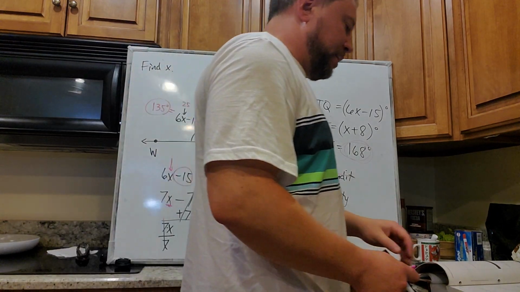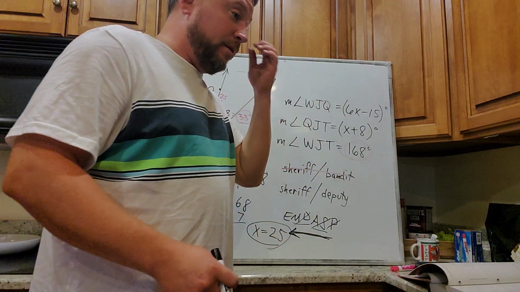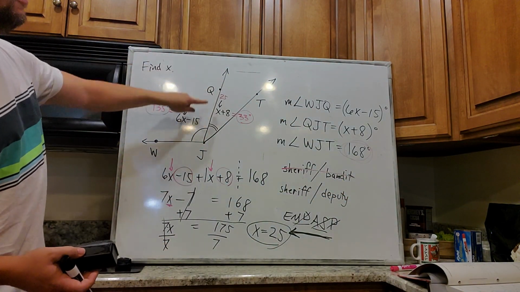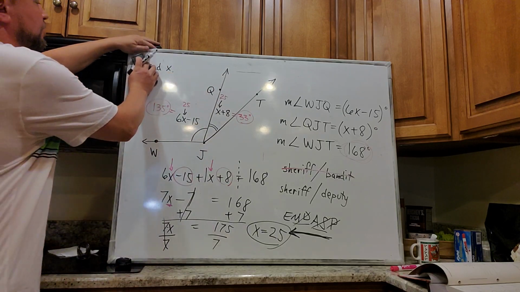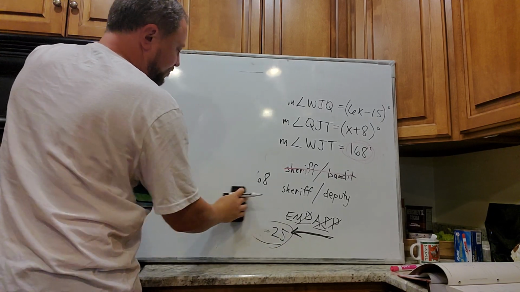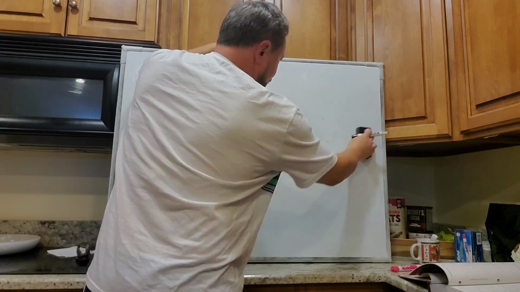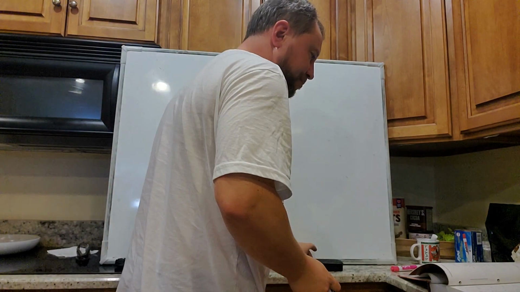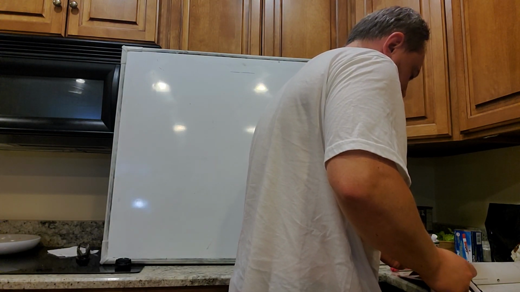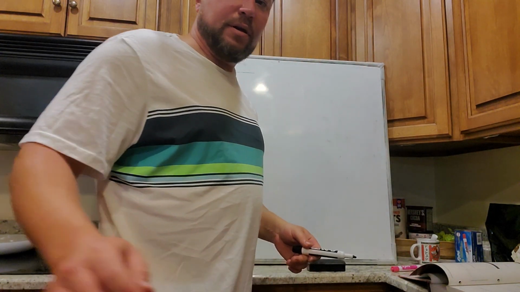One more then I want to try, and this last one is going to involve a similar situation to this, only this time the ray down the middle is going to be a bisector. I want to try one where it's a bisector. All right, so let's see here. Now I've got one that I could use here.